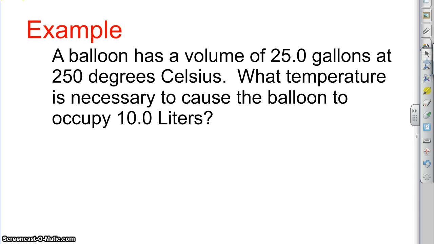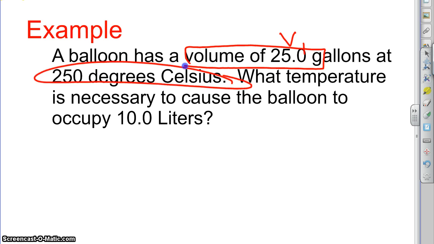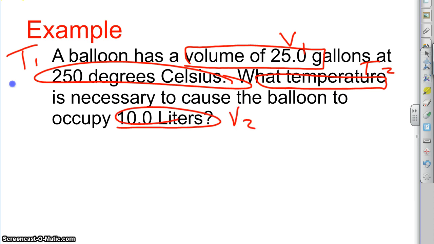So here's an example of how we might do one of these problems. We have a balloon, has a volume of 25 gallons, 250 degrees Celsius. What's the temperature necessary to cause the balloon to occupy 10 liters? So let's go through and begin to label things. It has a volume of 25 gallons, that is volume at the beginning, and 250 degrees Celsius, that is the temperature at the beginning. What temperature, so that's a new temperature they're asking us for, is necessary to cause the balloon to occupy 10 liters, that is the volume at the end.